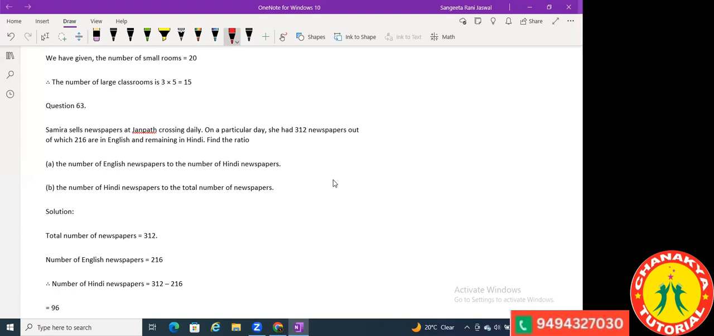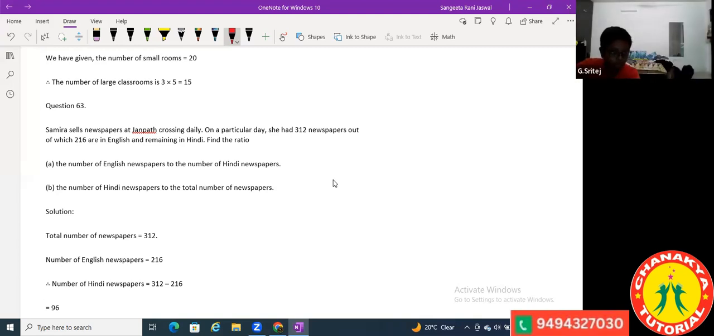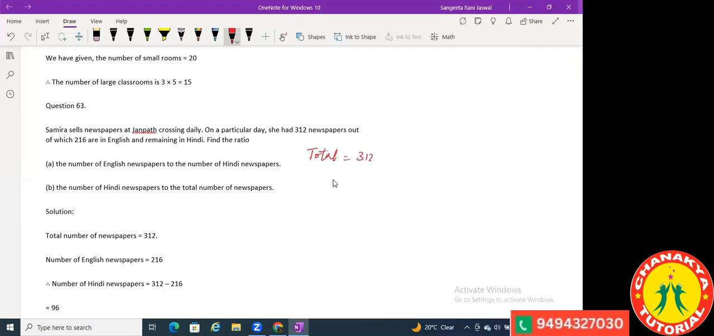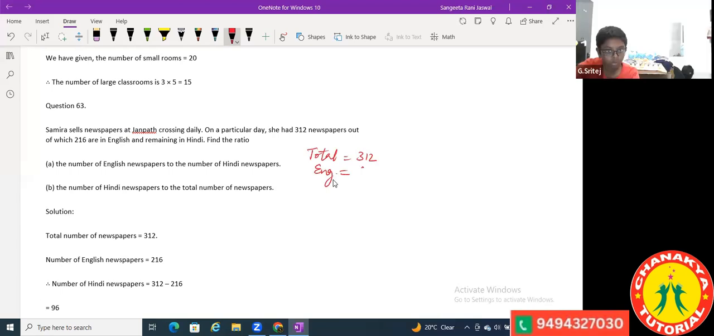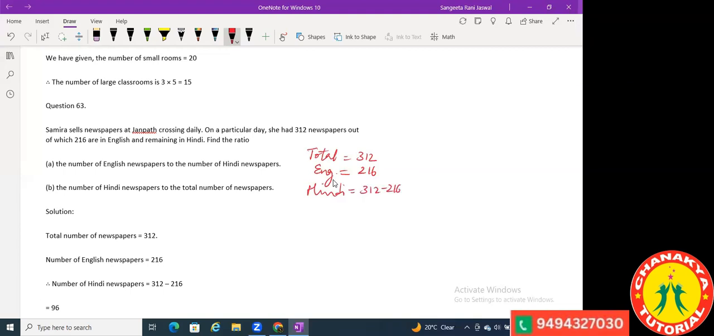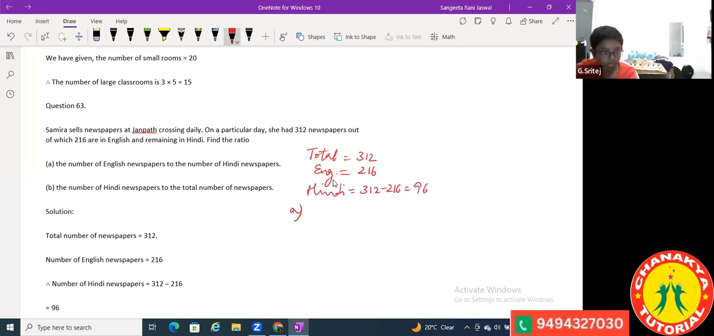Okay, tell me how many are the Hindi newspapers, Ritesh? Ma'am, Hindi newspapers is equal to total newspapers minus English newspapers. Okay, how much did you get? One minute, ma'am. Ma'am, is it 96? Yes.